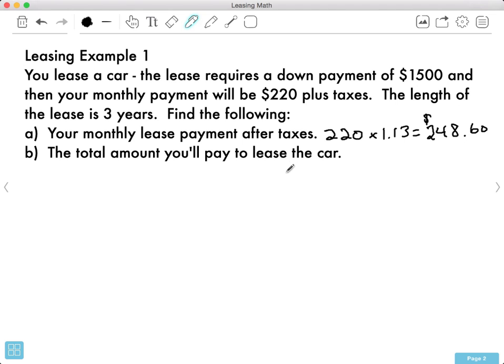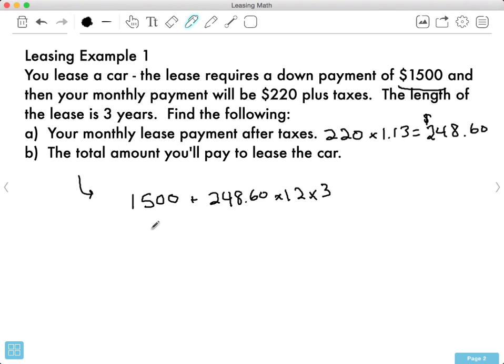Okay, so now find the total amount you'll pay to lease the car. Well, you had to pay the down payment of $1,500. So let's start with, and I'll do this calculation here, $1,500 plus you're going to pay $248.60 every month, 12 months in a year, so 12 times per year for 3 years. So you can put that whole calculation into your calculator just like that. 1,500 plus 248.60 times 12 times 3.